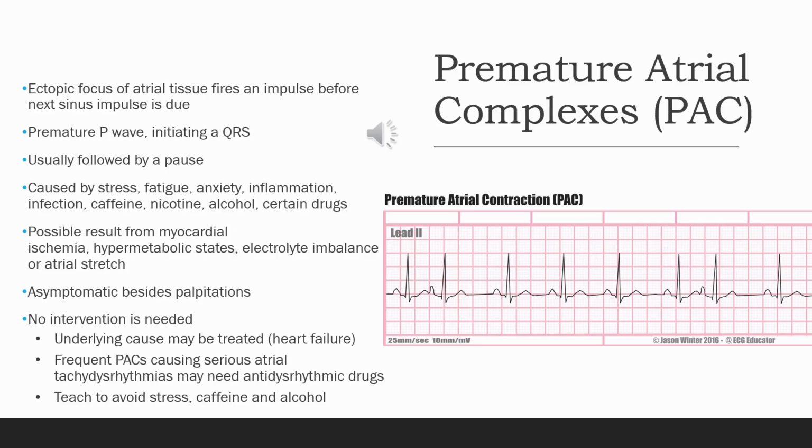So PACs are identifiable on an ECG by an early, abnormally shaped P wave. This is because the impulse is originating from a different location other than the atria. So the P wave is going to look different from the normal sinus P waves. Also, PACs are usually going to be followed by a pause as the heart resets itself before the next beat. The QRS complex that follows a PAC is usually normal in its shape and duration because the ventricles will depolarize normally. So you can see here on the slide how to identify that PAC.